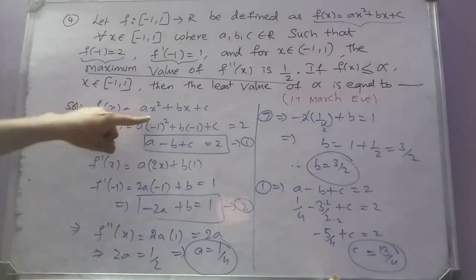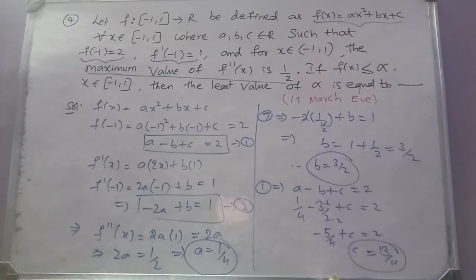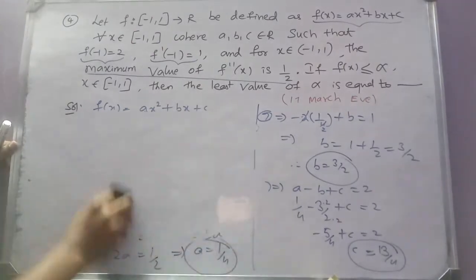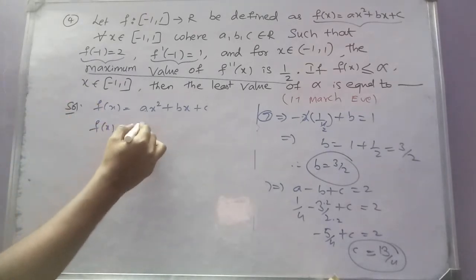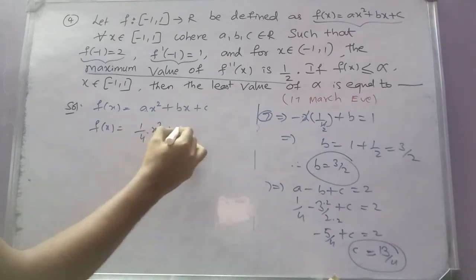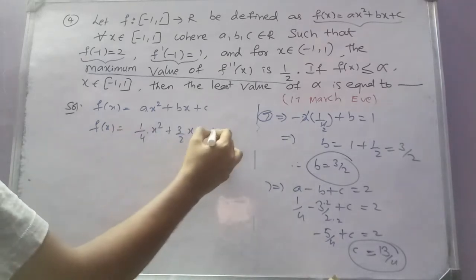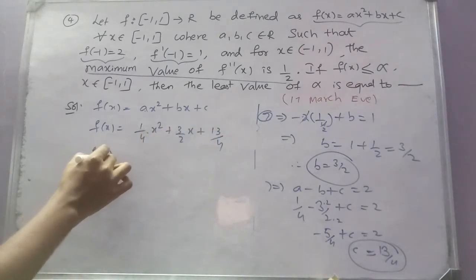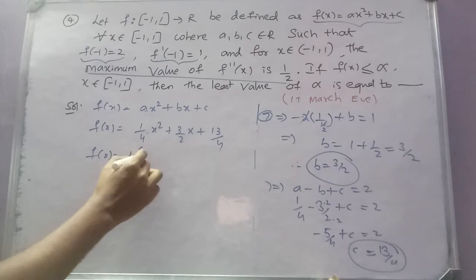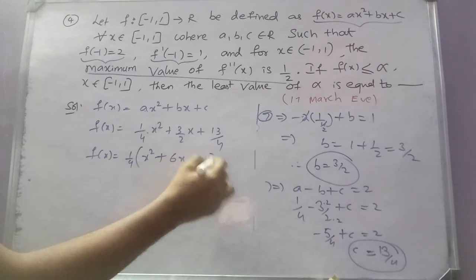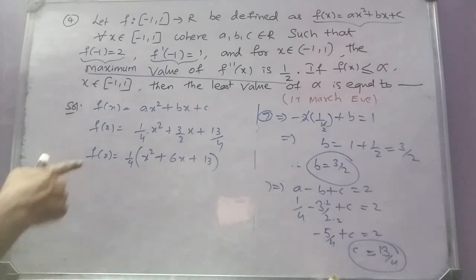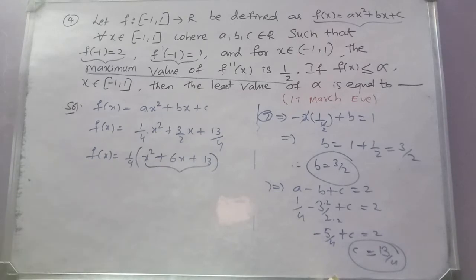Therefore now I can write the quadratic equation. Okay, so let me erase it. a is 1 by 4. So therefore the quadratic equation f of x is 1 by 4 into x square plus b is 3 by 2, 3 by 2 x, plus c is 13 by 4. I can take 1 by 4 common. Then you will get x square, and if I take 1 by 4 common here, this will become 6x, and here 13.